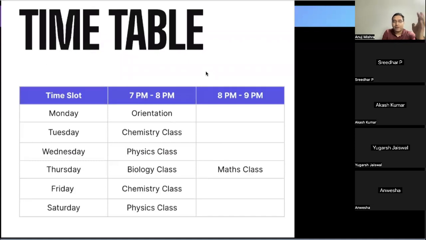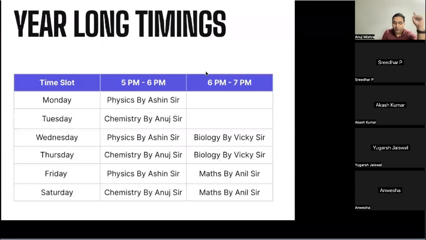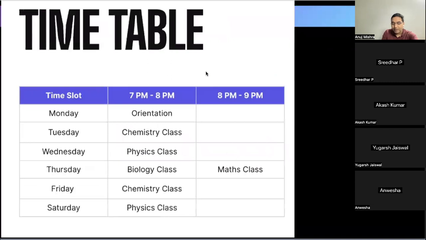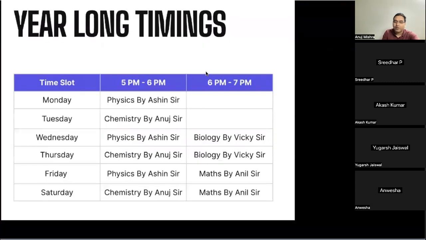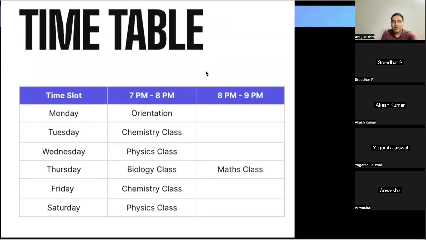Time slot clear है, 7 to 8 to 9 में मैथ्स की क्लास होगी थर्सडे को. You can take a screenshot of this, already this has been shared by your mentor teacher. Next important thing, year long program इस तरीके से होगा यहाँ पे. मैथ्स और बायो की क्लासेस बढ़ाते भी जाते हैं. टाइमिंग 5 to 6 और 6 to 7 रहेगा. And this bridge course class we are taking 7 to 8.